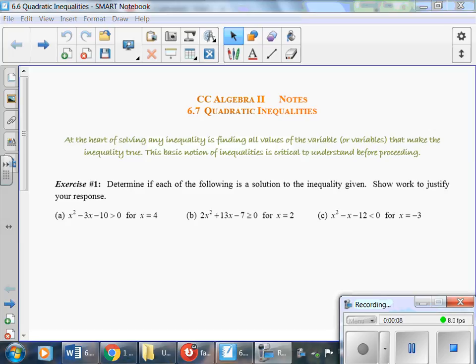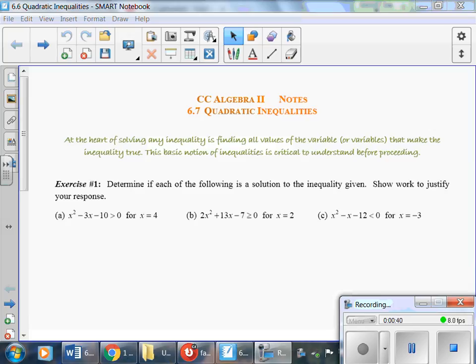So basically, at the heart of solving inequalities, it's really important to recognize what the inequality is stating and for what values creates a true statement for that inequality. So now, when we start getting a little further into these quadratics, I want you to think about and be able to visualize what it means for a quadratic to be greater than 0 or to be less than 0. I want you to think about that 0 being the y value.